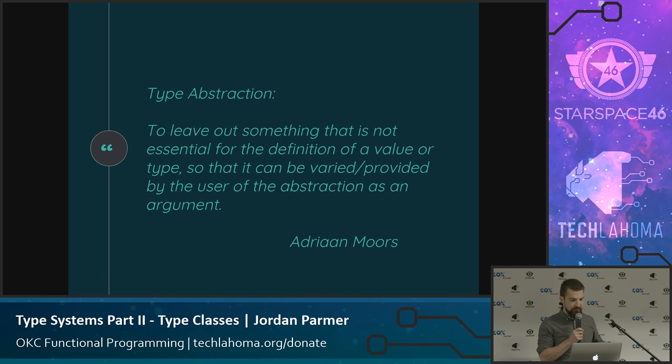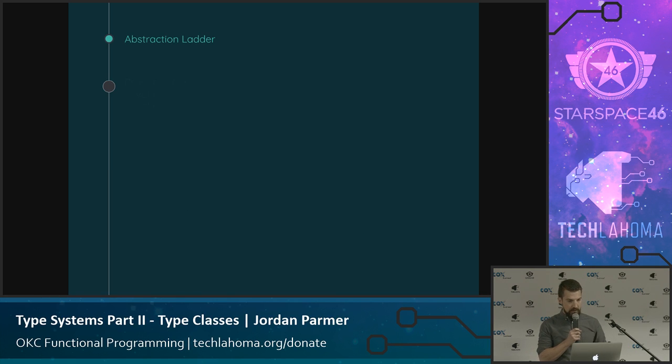So let's talk about abstraction. Here's an interesting quote that I ran across. Type abstraction is to leave out something that is not essential for the definition of a value or type, so that it can be varied, provided by the user of the abstraction as an argument. All right, so let's see what that means here.